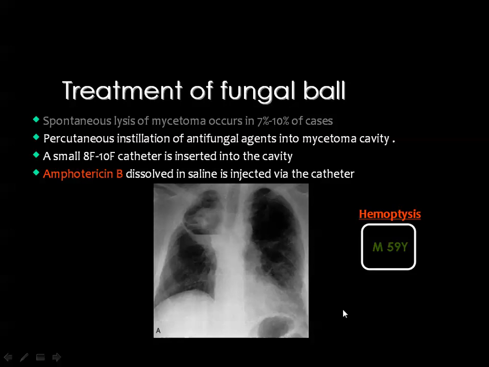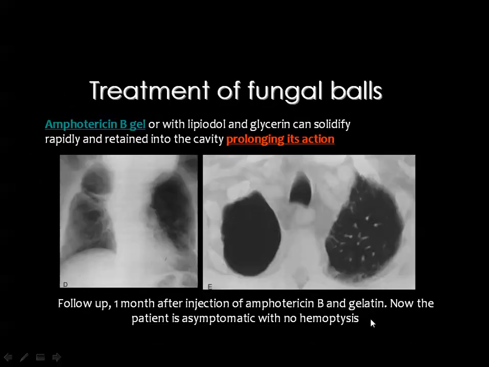Then in order to prevent this complication, we want to kill this fungus inside the cavity. One of the techniques to kill the fungus is to inject an antifungal drug inside the cavity many times or in several sessions in order to ensure adequate killing of the fungus itself. The drug is known as amphotericin B, dissolved in saline and injected through a fine catheter introduced inside the cavity where the fungal ball is present.